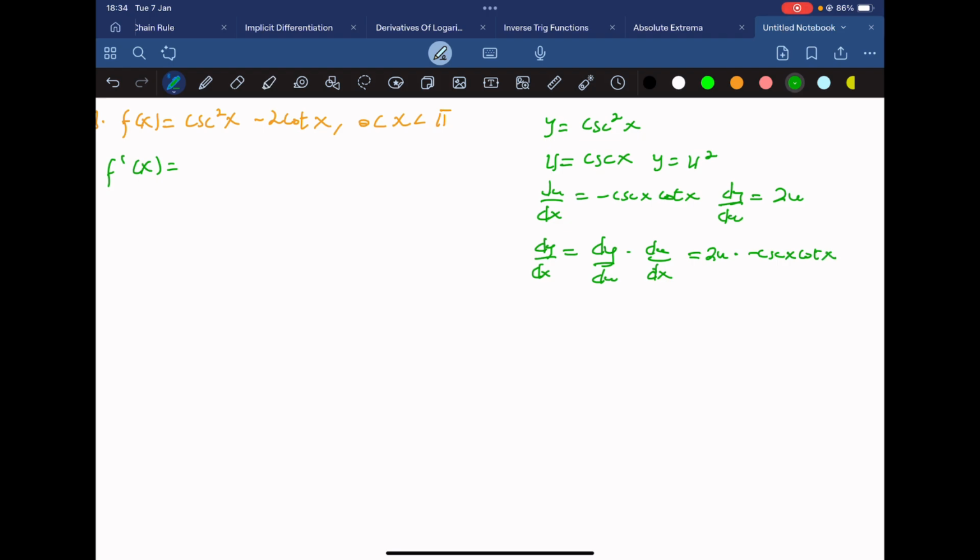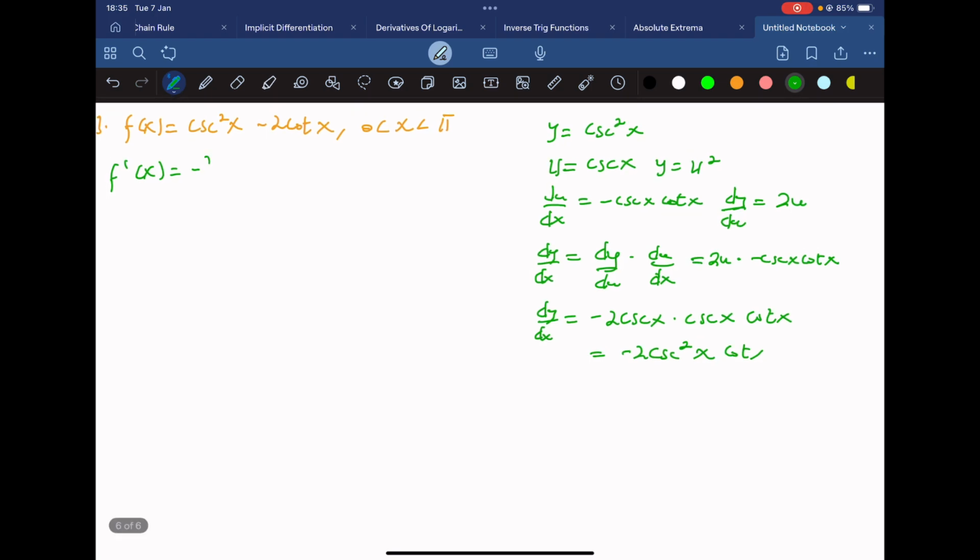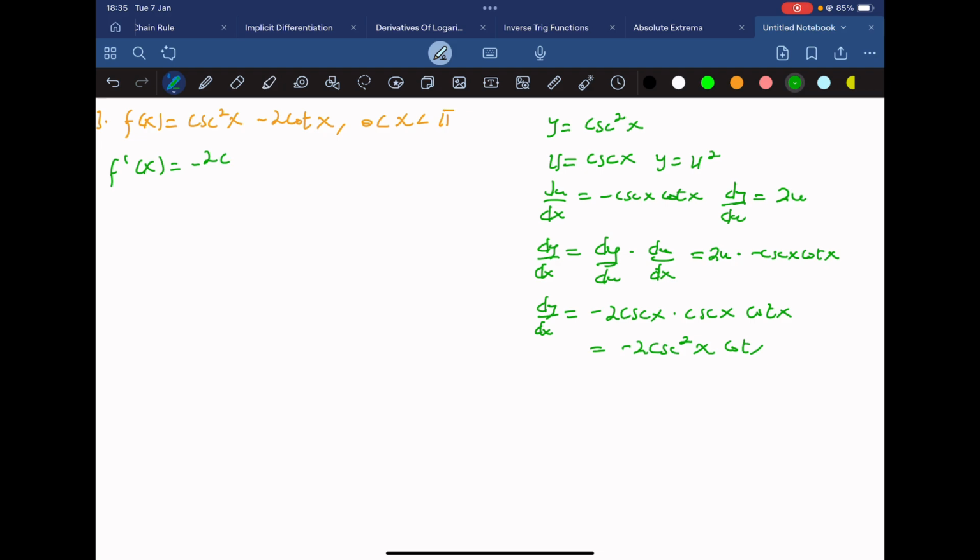And now u is what we had over here. So our dy dx is minus 2 cosecant x multiplying cosecant x cotangent x. And remember, we can multiply this 2. So we have negative 2 cosecant squared x, then cotangent of x. So in this case, we have minus 2 cosecant squared of x, then cotangent of x.